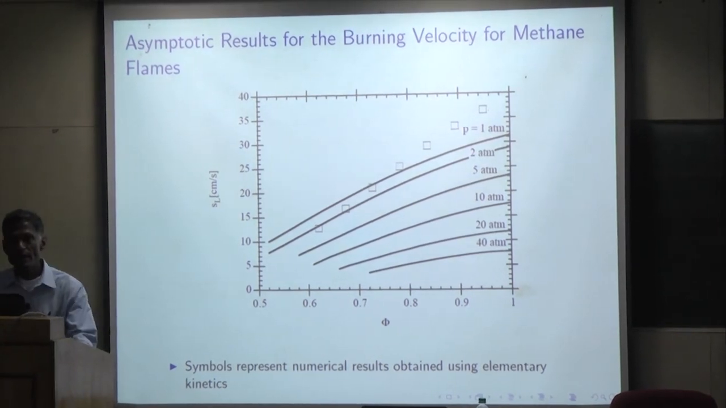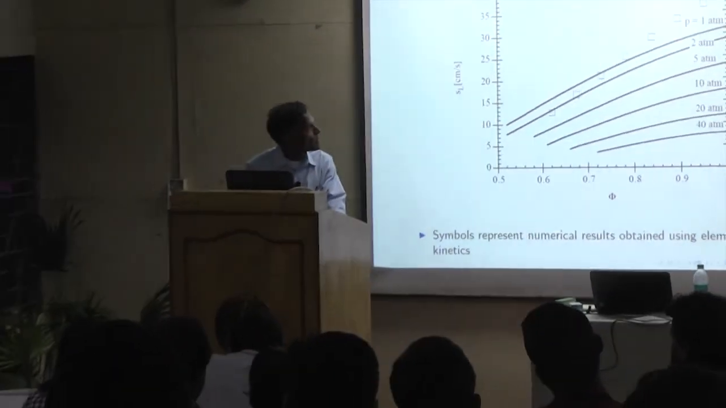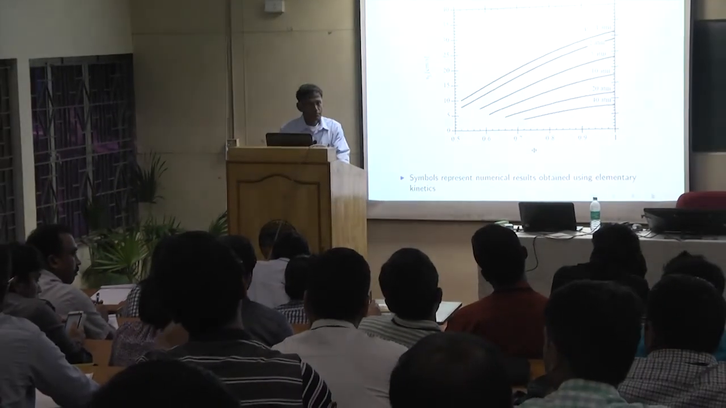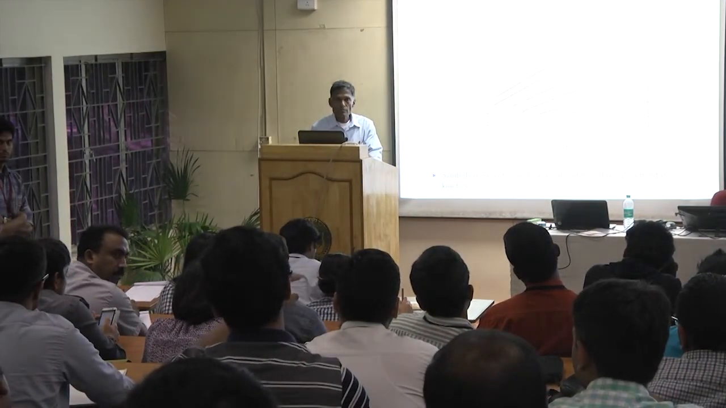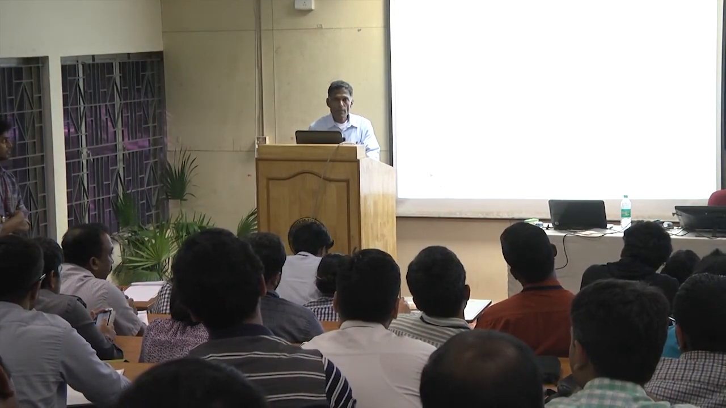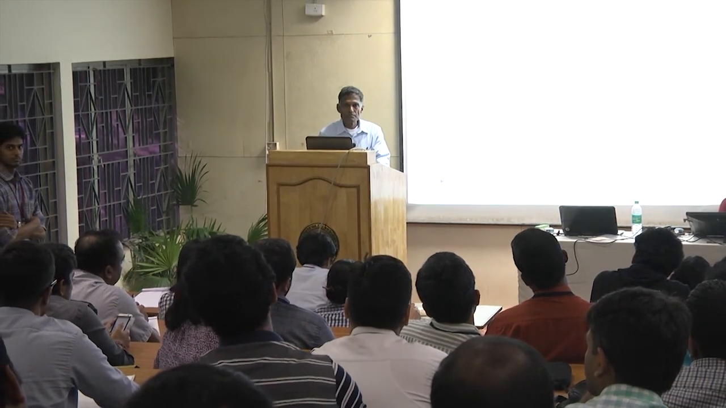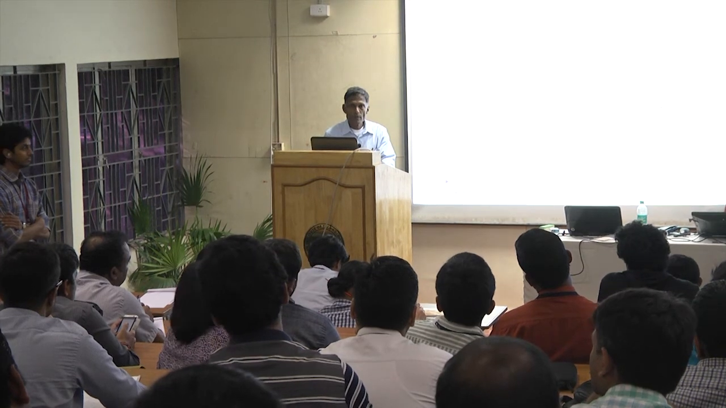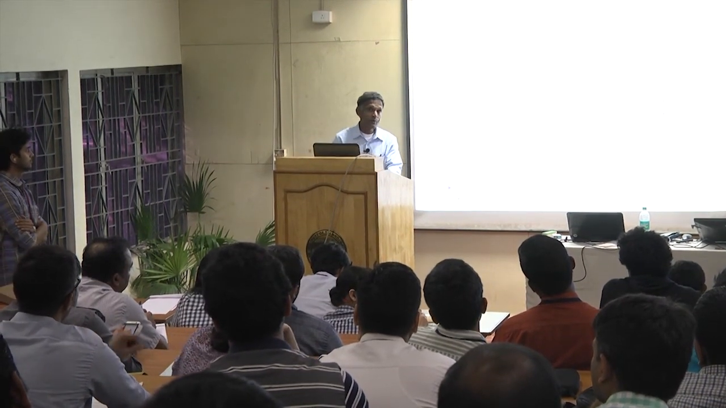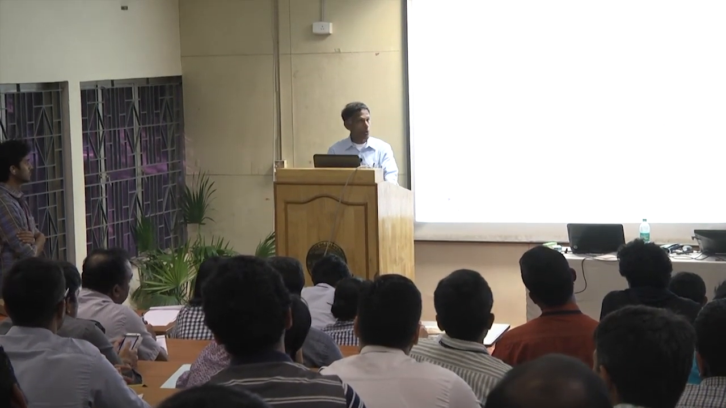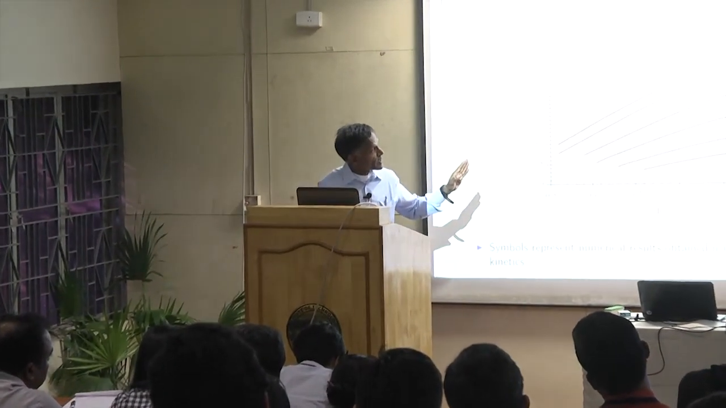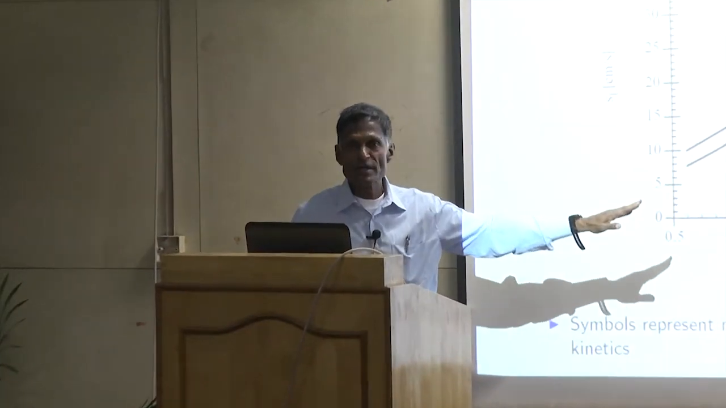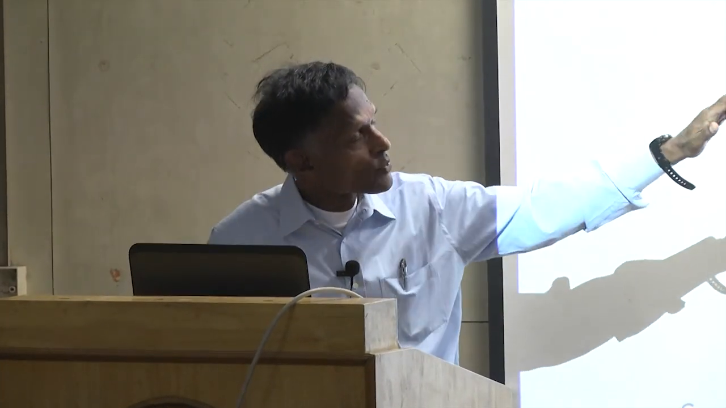My question was that the agreement is getting bad as you go to the richer side. So is there any equivalence ratio limit in which you should apply it, or can you extend it to rich flames also? Yes, we have done that. We have extended rate ratio asymptotics, though for lack of time I have not shown that. It has been extended to moderate as well as to rich flames.